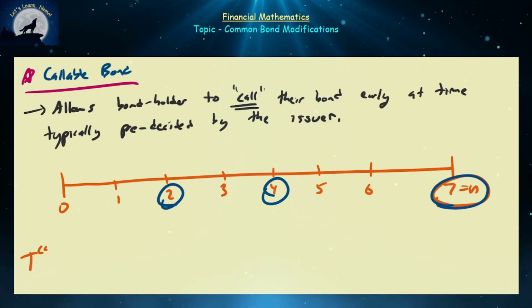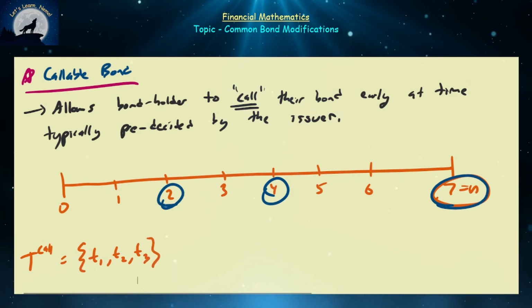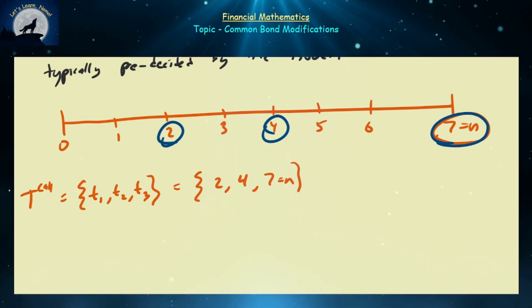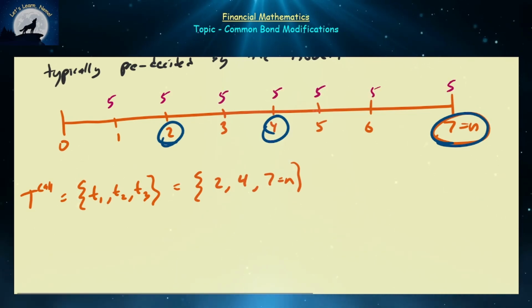So I'm going to call these times tcall, which is going to be at these times t1, t2, and t3. So there's 3 call times, the last being the default. Some people will leave that out, but technically speaking it should be there, which in this case is going to be equal to 2, 4, and 7, which is technically going to be equal to m. And let's assume that we have coupon payments scattered throughout this bond. Let's assume that they're fixed. Let's assume we have coupon payments 5, 5, 5, 5, 5, 5, and 5. And let's assume that the redemption value is 150.